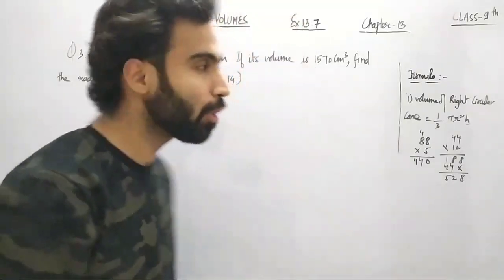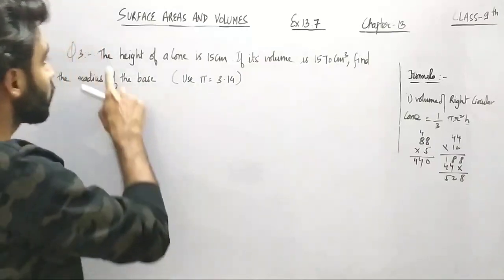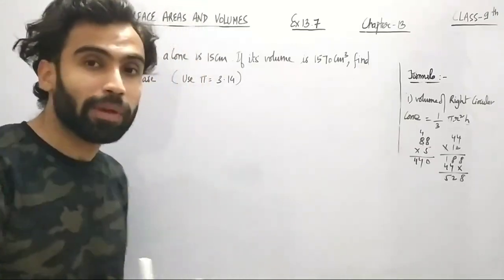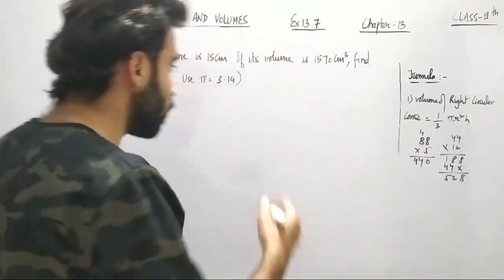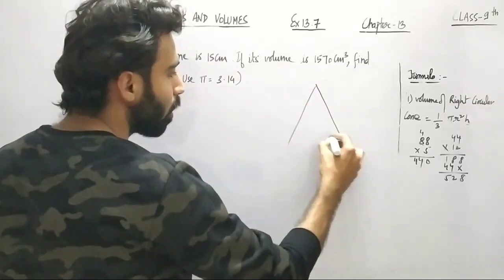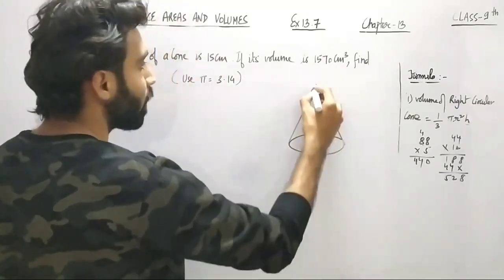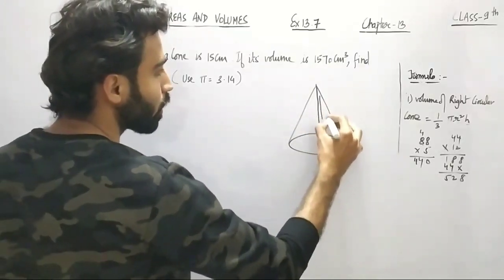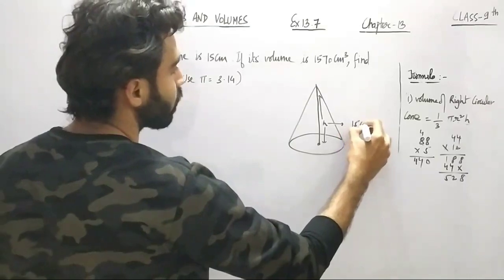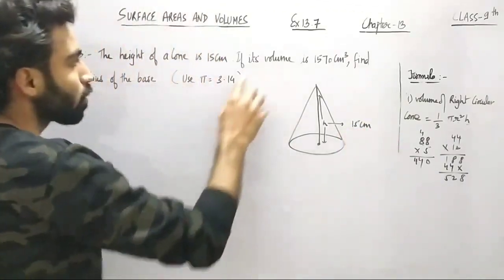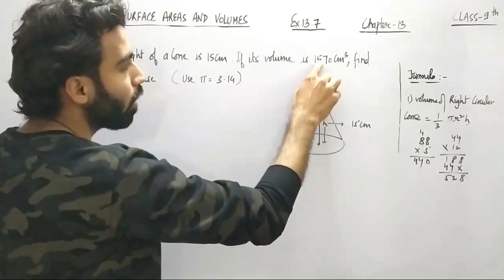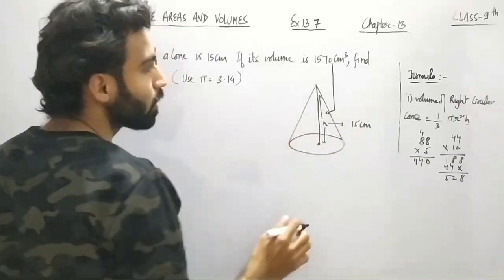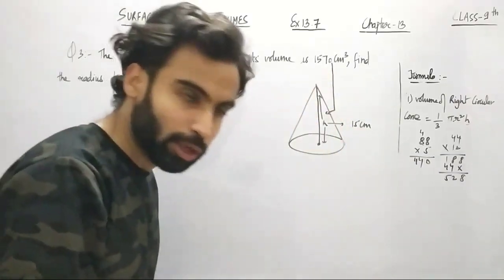So this time question number 3 is given to us as, you can see the height of a cone is 15 centimeters, right? So here we are given the height of a cone. So let us first draw a rough diagram of a cone like this. So what is given here? The height of this cone, right? So this height is given to us as 15 centimeters, right? So let us read further. So if its volume is 1570 centimeter cube, right? So its volume is given to us, that is 1570 centimeter cube, right?